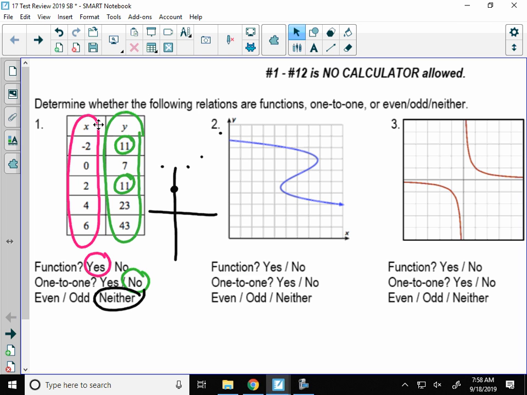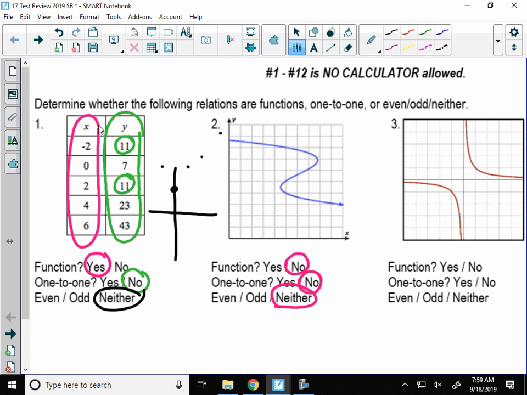Number 2, is it a function? Well, it's a graph, so we use the vertical line test. This graph fails the vertical line test, so it's not a function. Because this is not a function, it is not 1 to 1. Even though it passes the horizontal line test, you can't be 1 to 1 unless you're already a function. And this graph is also neither even nor odd because it's not symmetric over the y-axis or the origin.